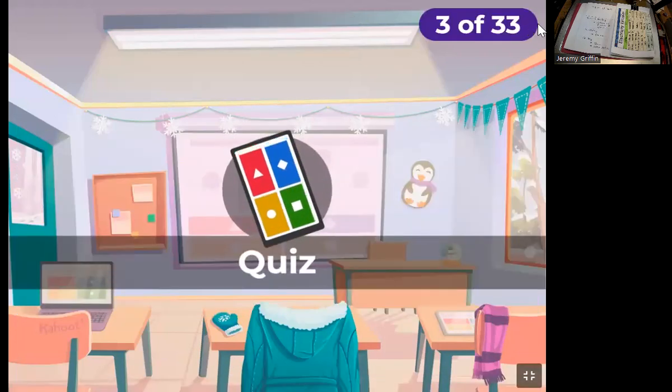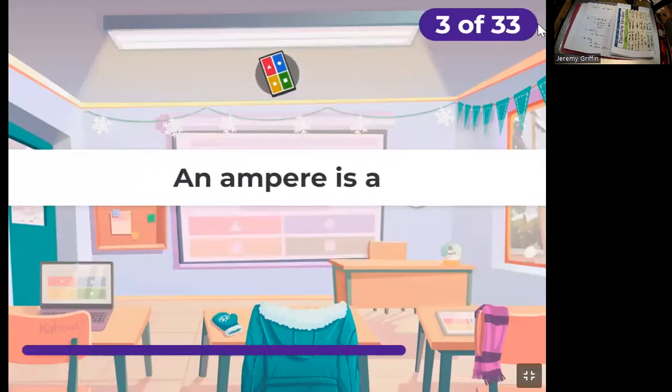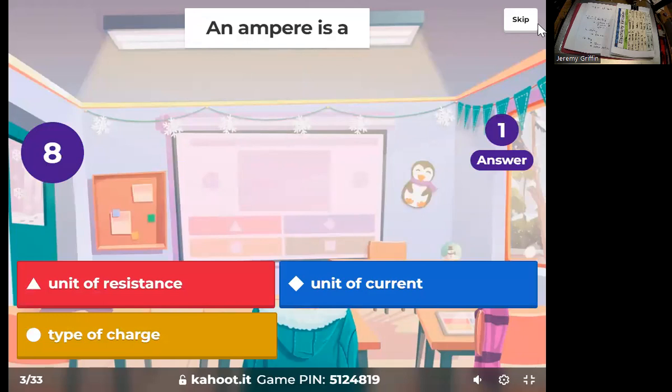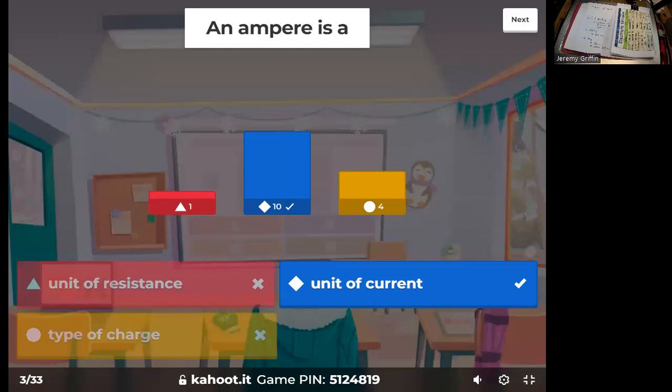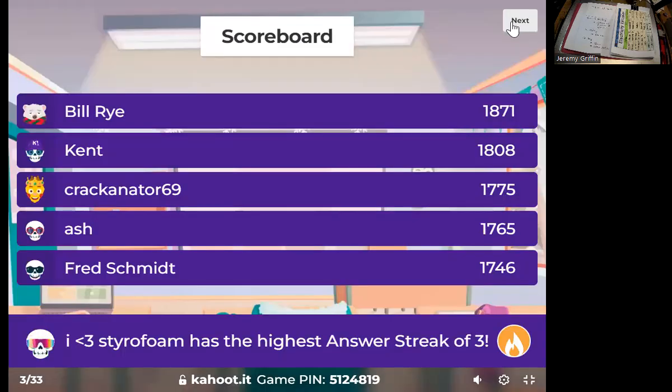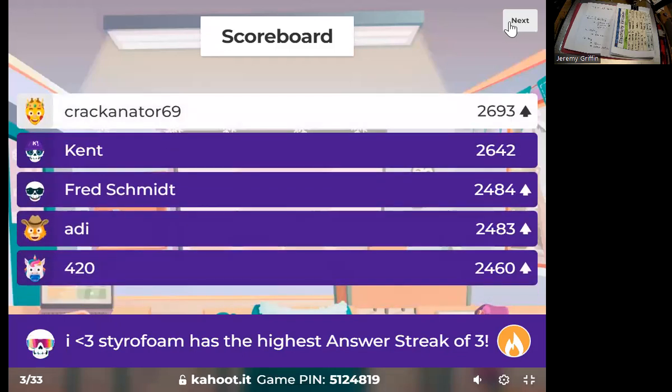An ampere is... yeah, the unit of current. So you guys know the unit of current. What's the unit for resistance? Ohms, Greek letter omega, ohms. Current, the symbol for that is capital I, and the unit is amps or ampere. And charge is in coulombs. You guys know that? Coulombs per second is current, amps.